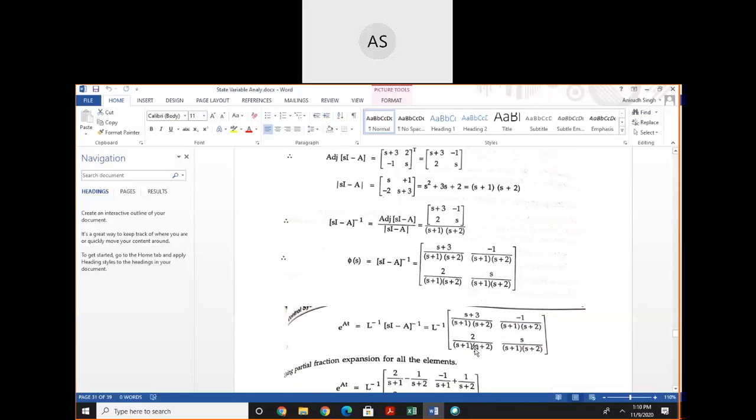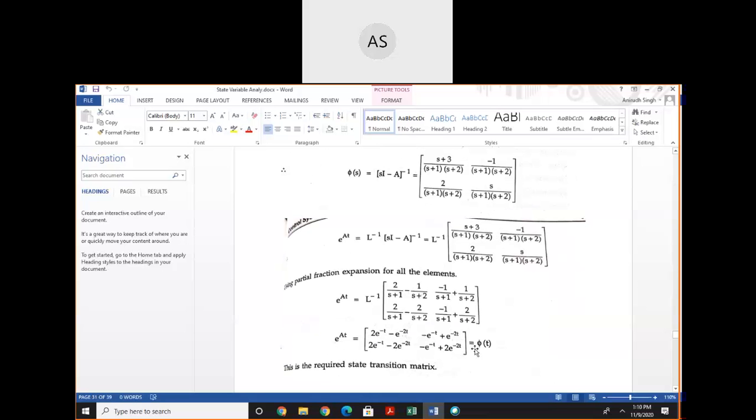And then take the determinant. Determinant is simply S multiplied by S plus 3 plus 2, which is equal to this. So we calculate the inverse of SI minus A, which is given by the adjoint of SI minus A divided by the determinant of SI minus A, and this is the resolvent matrix, which is given by this.